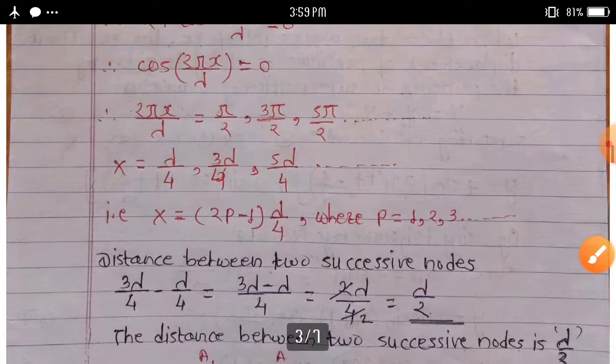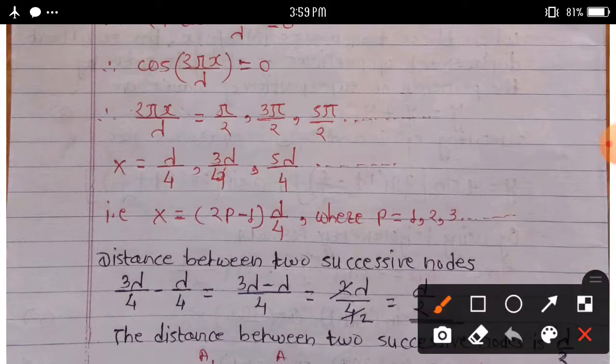That is, we can write the general formula: x is equal to (2p − 1) λ/4, where p is equal to 1, 2, 3. We can put 1, we get λ/4. We can put 2, we get 3λ/4. Okay, here x is equal to λ/4, 3λ/4, next 5λ/4.